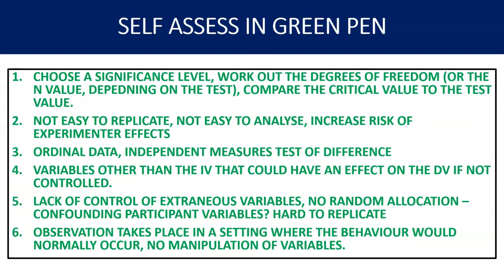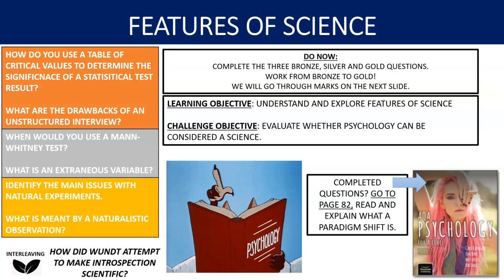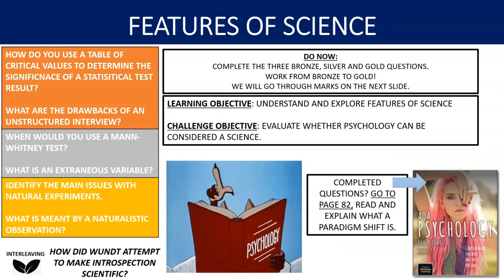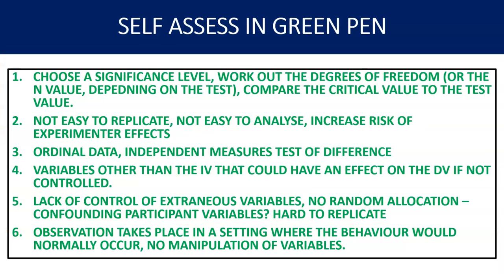What is an extraneous variable? Variables other than the IV that could have an effect on the DV if not controlled. Identify the main issues with natural experiments. Lack of control, no random allocation, possible confounding participant variables, and also hard to replicate. And lastly, what is meant by a naturalistic observation? Again, observation takes place in a setting where the behavior would normally occur, and there's no manipulation of any variables whatsoever. So green pen your answers, add what you need to add and replace what you need to replace.